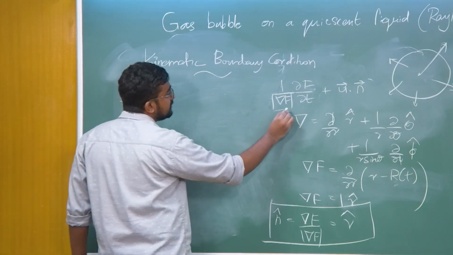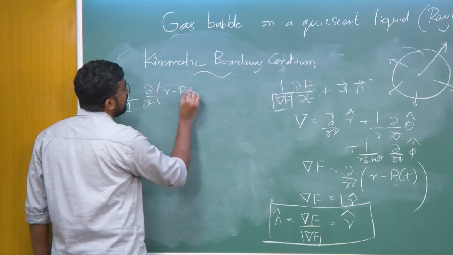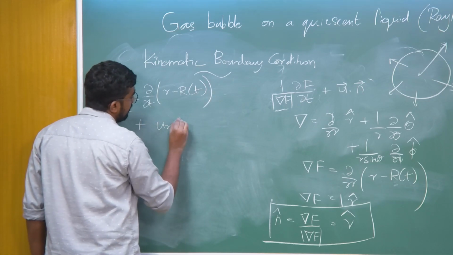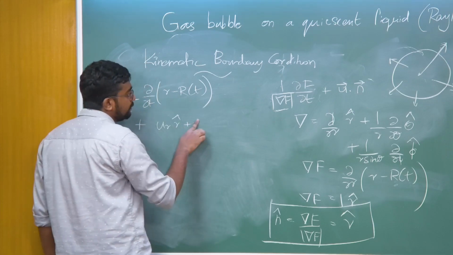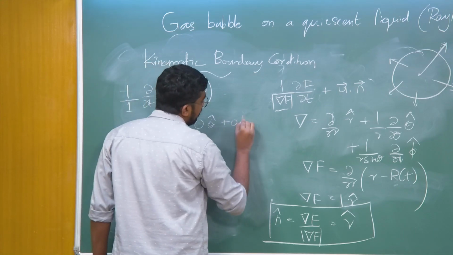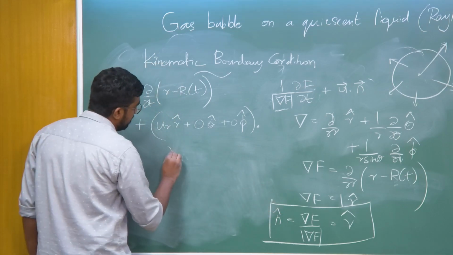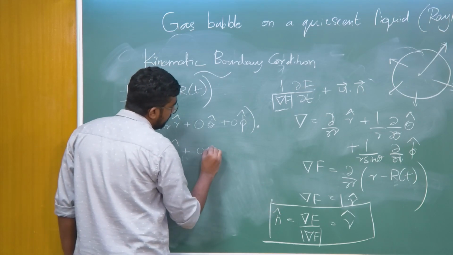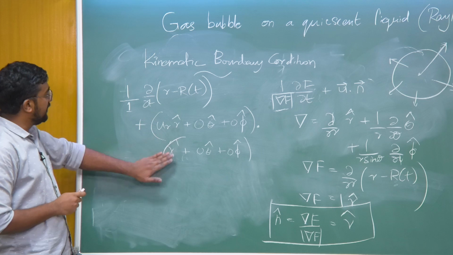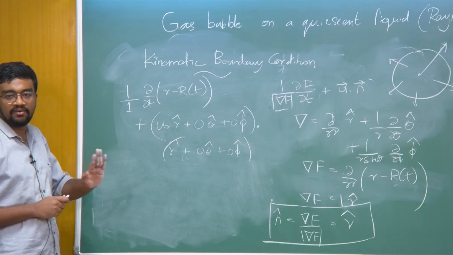Now, if you substitute this in the normal stress balance, what you get is 1 by 1, this magnitude is 1, dou by dou t of r minus capital R, plus u_r r cap plus u_theta, which is 0, theta cap plus 0 phi. You are dotting with this alone, only r cap plus 0 theta cap. I am just writing this for understanding. So, what you get is u_r, that is all. You dot it with the normal, you will get only u_r, both other terms are 0.